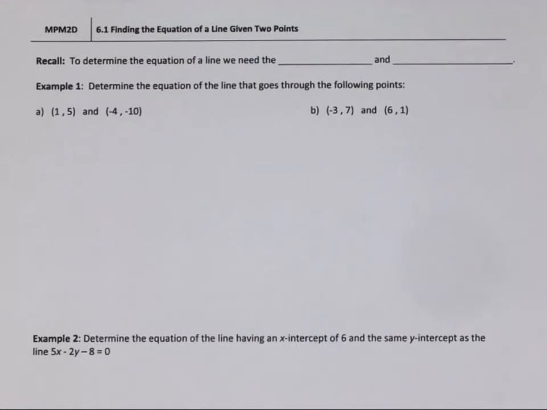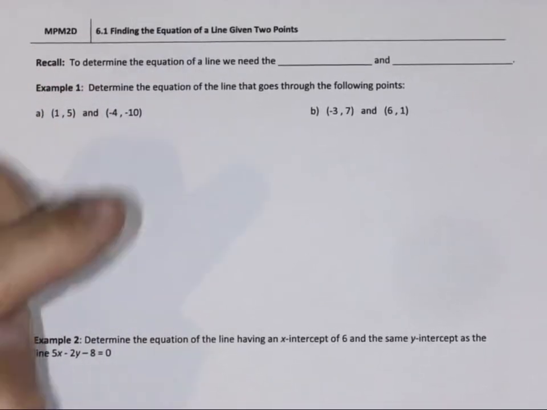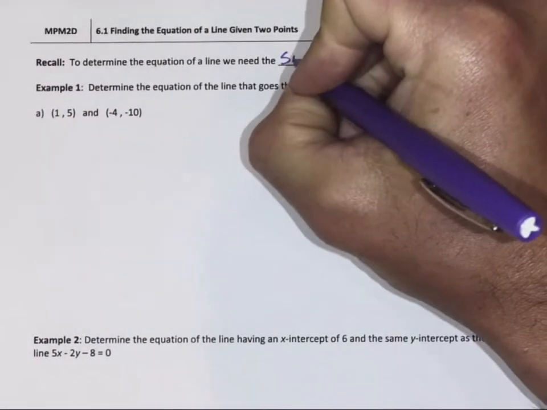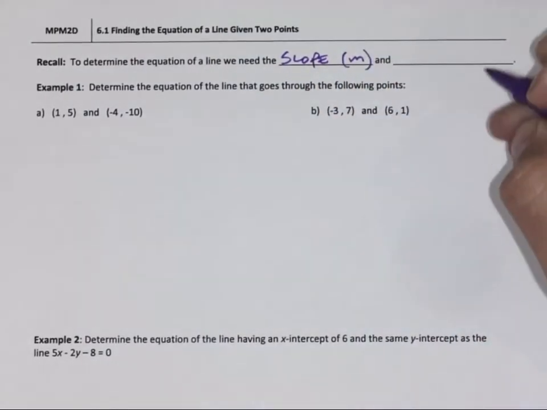Okay, we gotta dig deep here. Going back to straight lines. Remember, draw from the well. To determine the equation of a line, we need two things. We need to know the slope and the y-intercept.